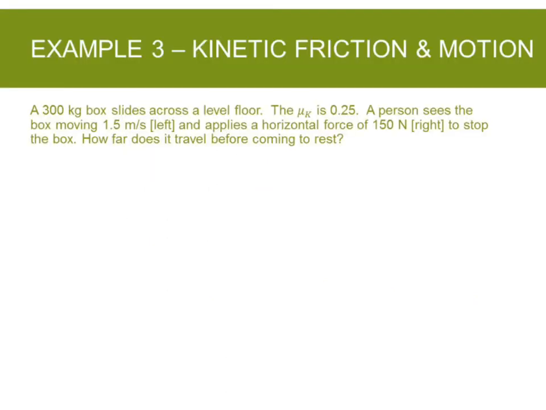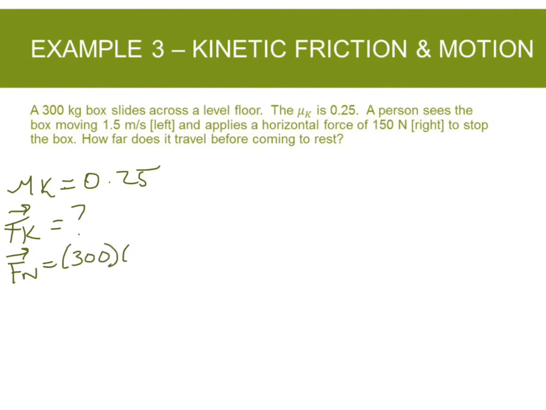So here's an example where we've got kinetic friction and it's causing motion. So we have a 300 kilogram box that's sliding across a level floor, and we have our coefficient of kinetic friction is 0.25. So automatically you should recognize that you're probably going to have to calculate your force of kinetic friction, which means you're going to need a normal force. So what I'd like to see you guys try and start doing is write down what you know and calculate what you can, and then it allows you to get some part marks here and there.